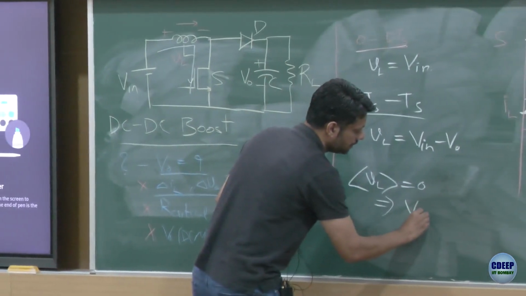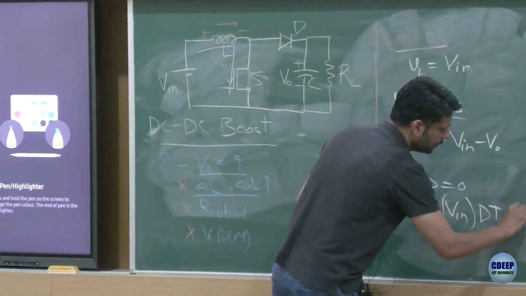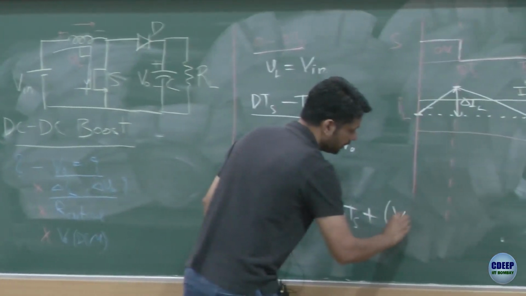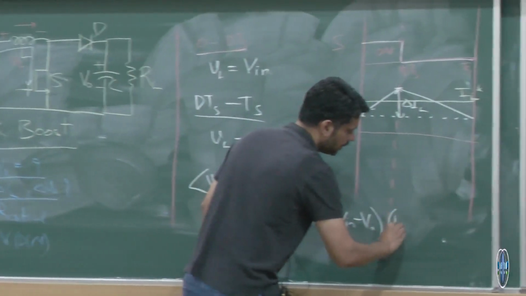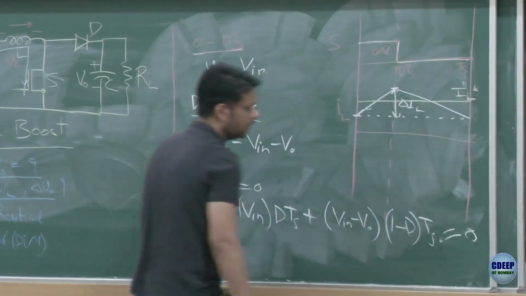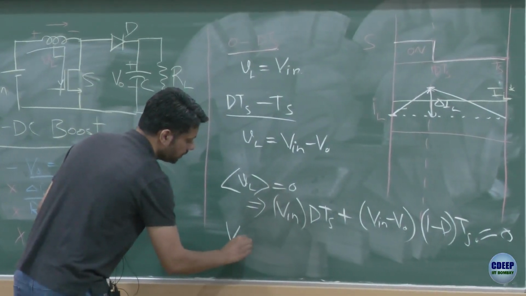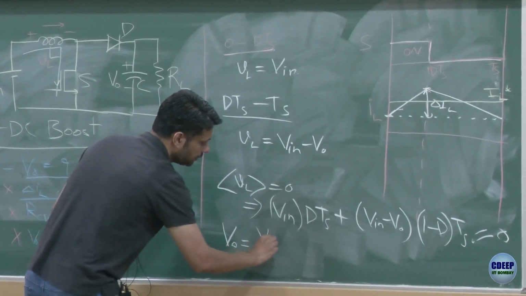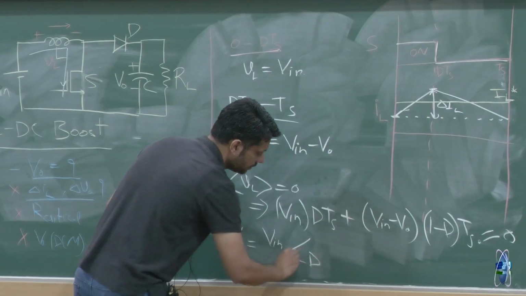So Vin is the voltage during 0 to DTs, plus Vin minus Vo is the voltage during (1 minus D) times Ts, equals 0. If you solve it, you get Vo is equal to Vin upon 1 minus D.